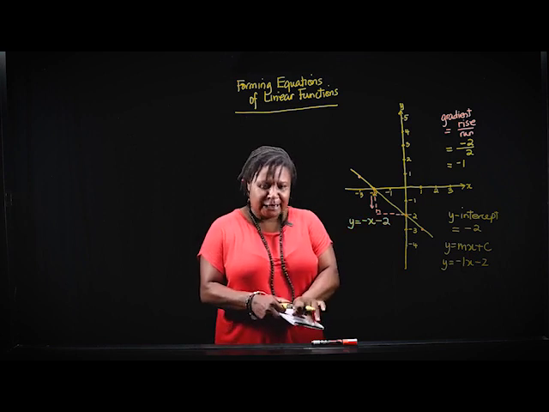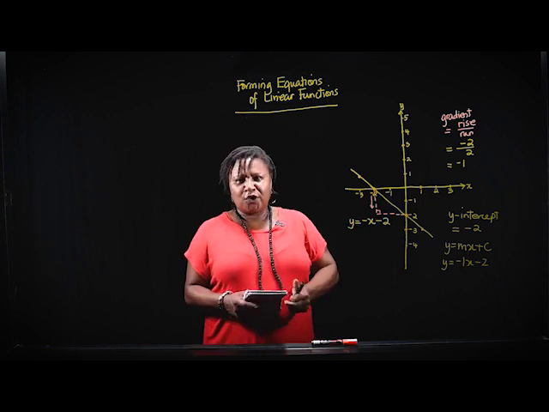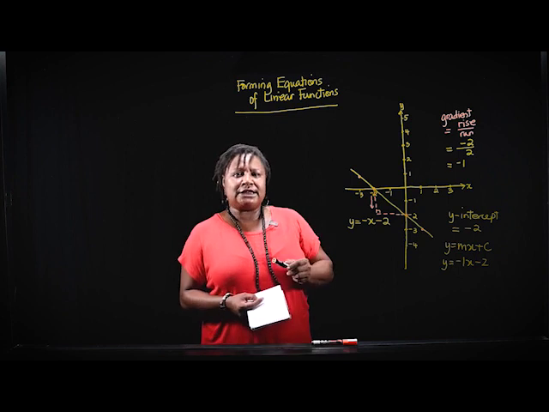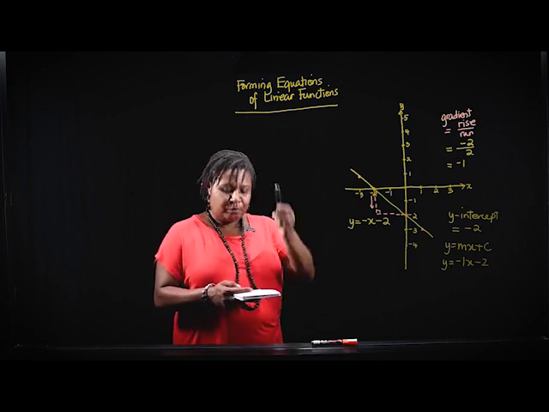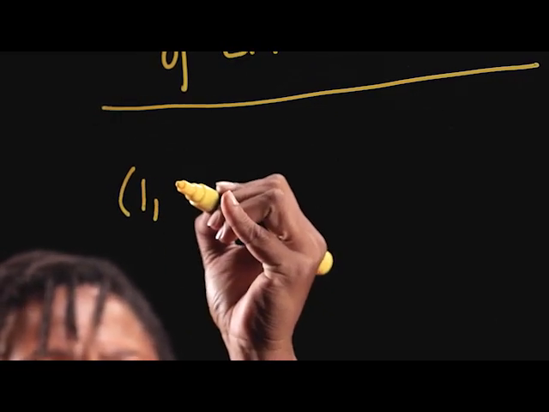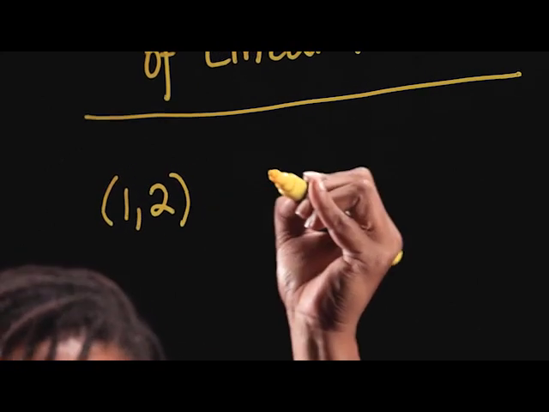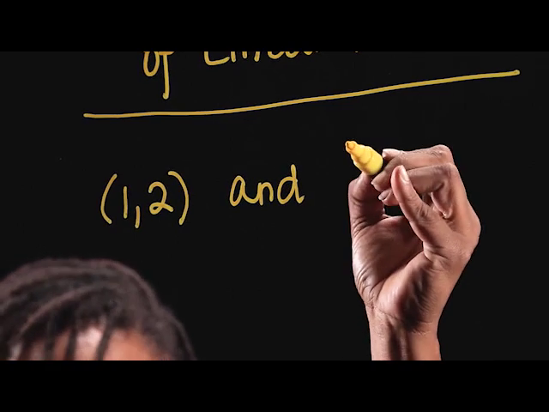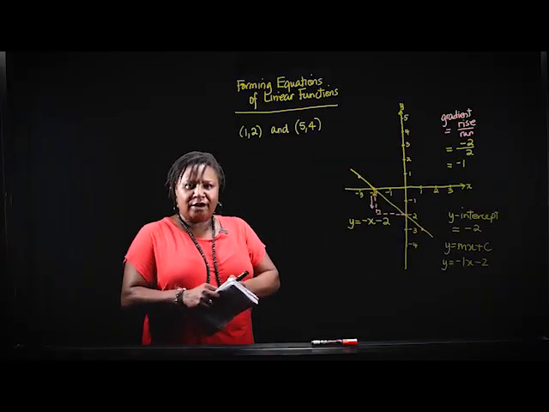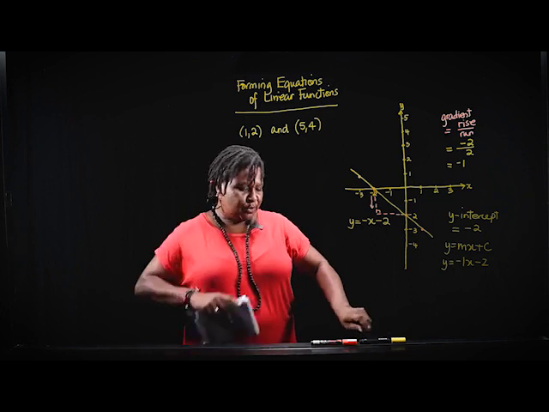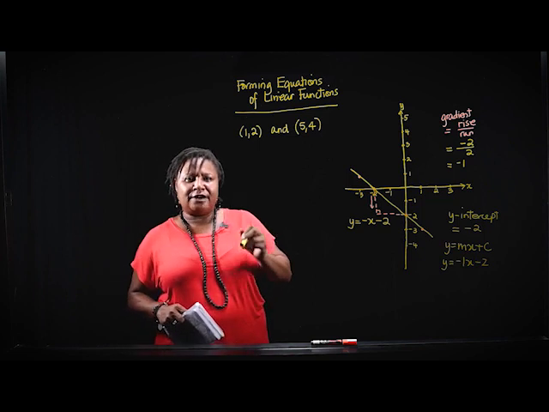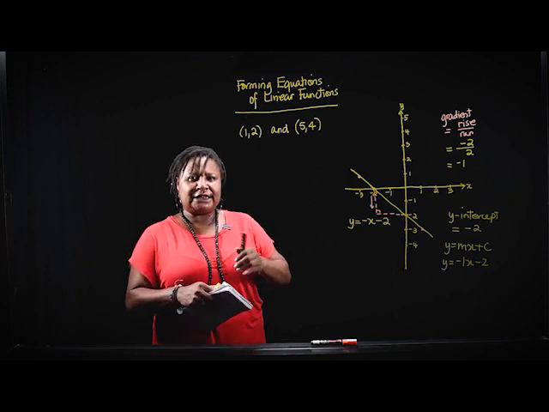Now, sometimes a graph may not be given, but you will be told that the line passes through 2 points. I'm going to show you how to do that. I'll put up our points here on the board and we will go through it together. Our points are (1, 2) and the second point, which is (5, 4). So we are not given a graph, but we need to find the equation, and we are only provided with 2 of the coordinates. We've already seen that we can find the gradient using 2 points, so that's where we are going to start.